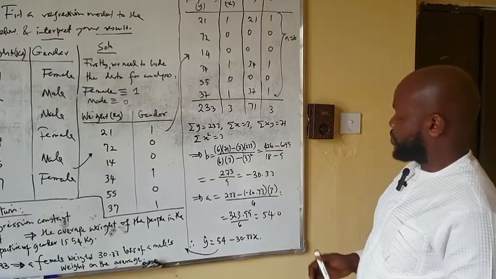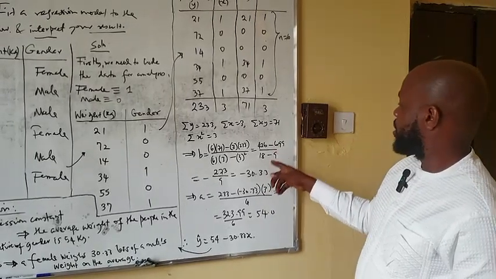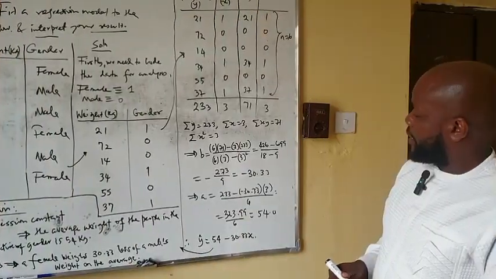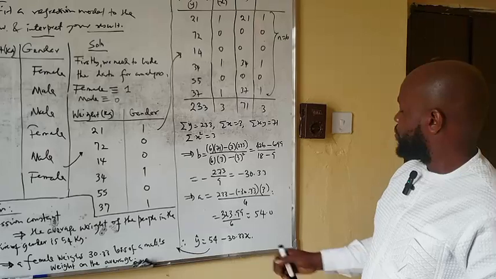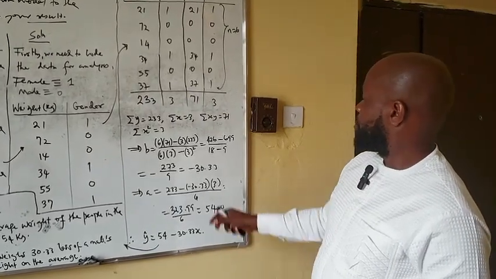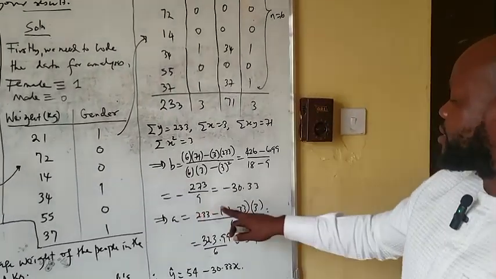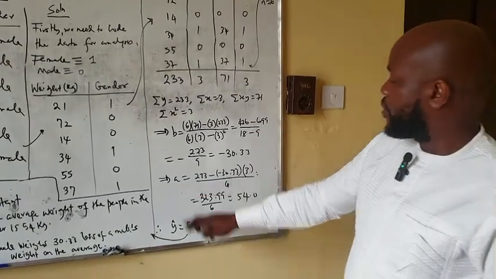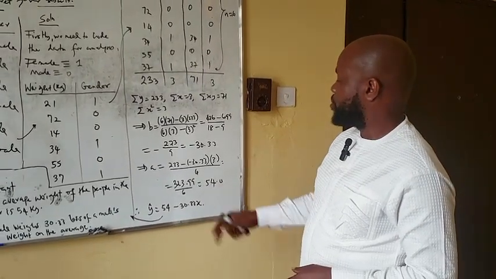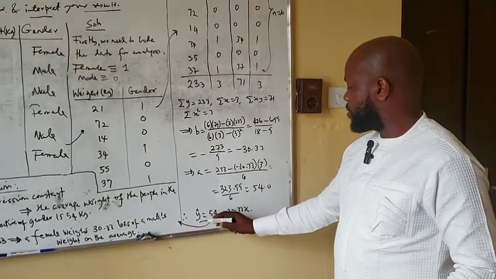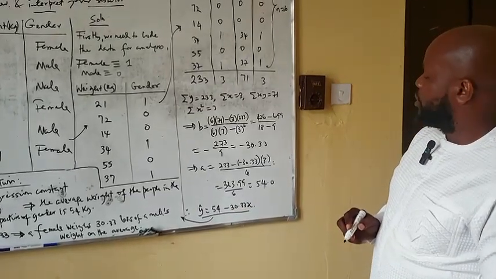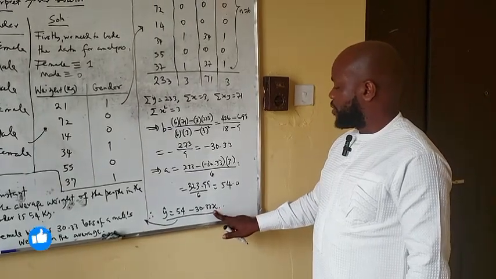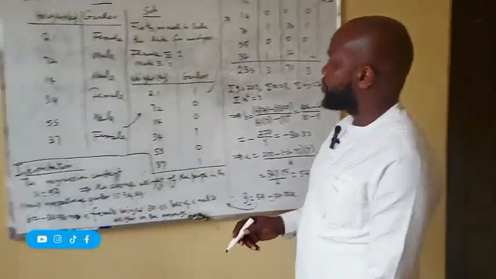So if we put this in, we do the simple arithmetic, we have 426 minus 699 all over 18 minus 9. And that results to 30.33. B here is minus 30.33. If we do the simple arithmetic for a, which is part of the model, we have a to be 54.0. And this now becomes a fitted model. So if we have this now, how do we make sense of this model? Now we go to interpretation.